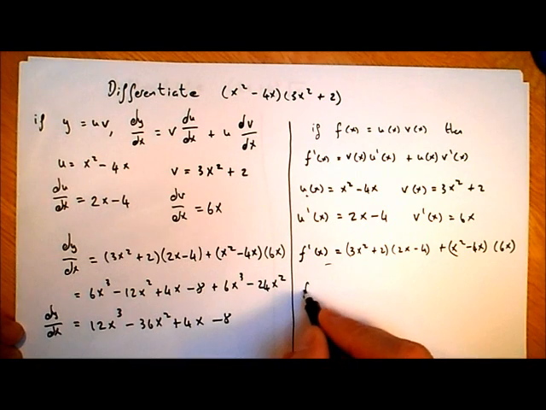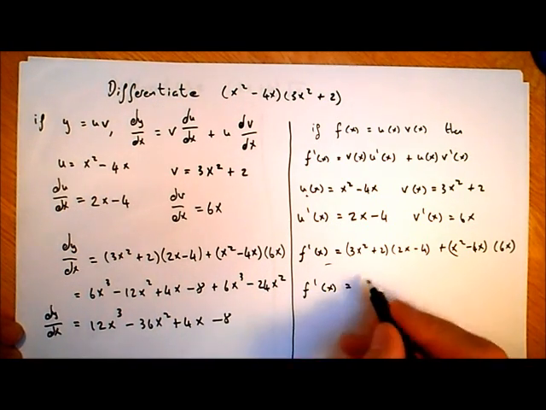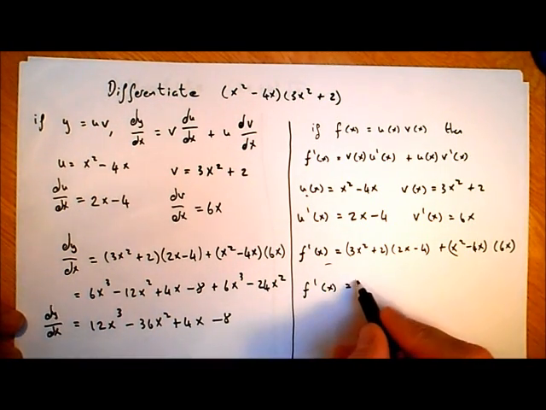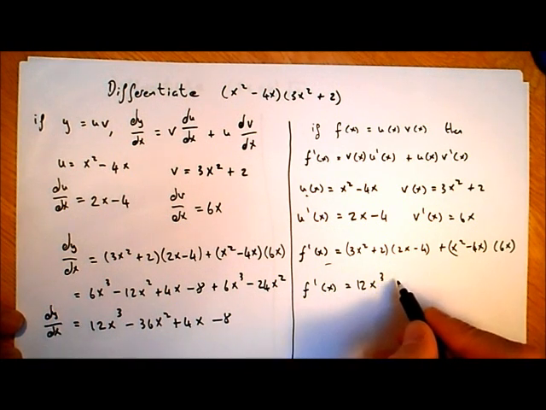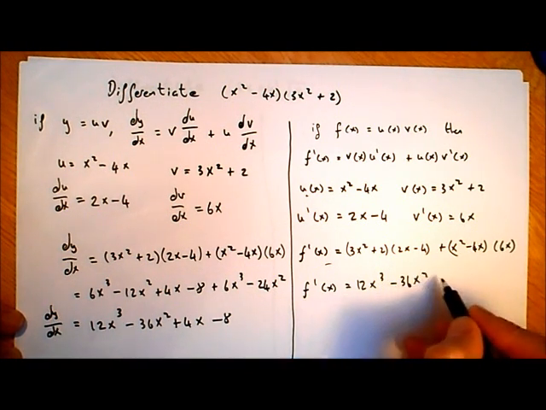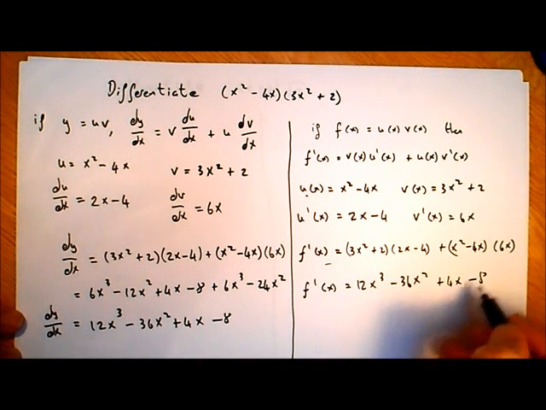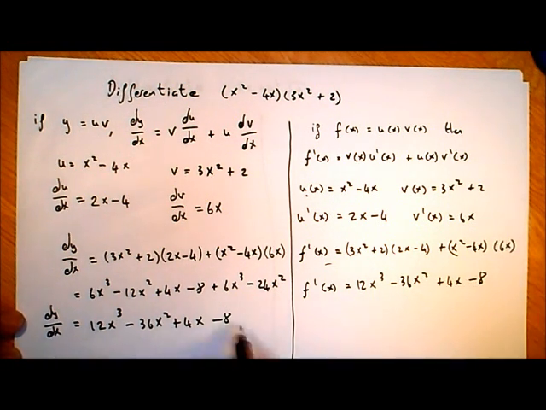When I multiply it out, I end up with f dash x is equal to, and I get the same thing here, it'll be 12x cubed minus 36x squared. This is just multiplying it all out, plus 4x minus 8. So it's exactly the same as over here.